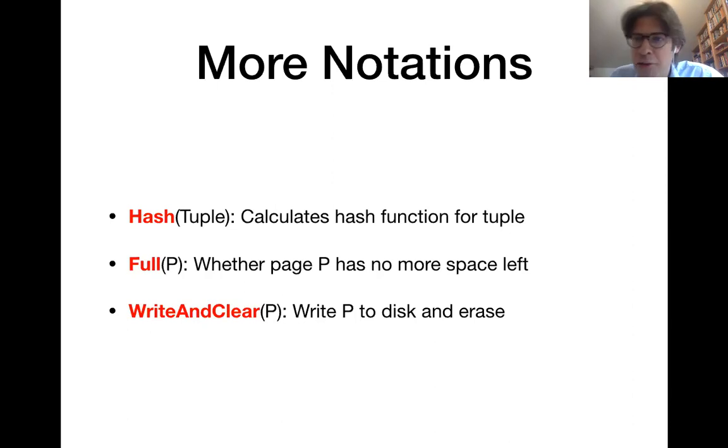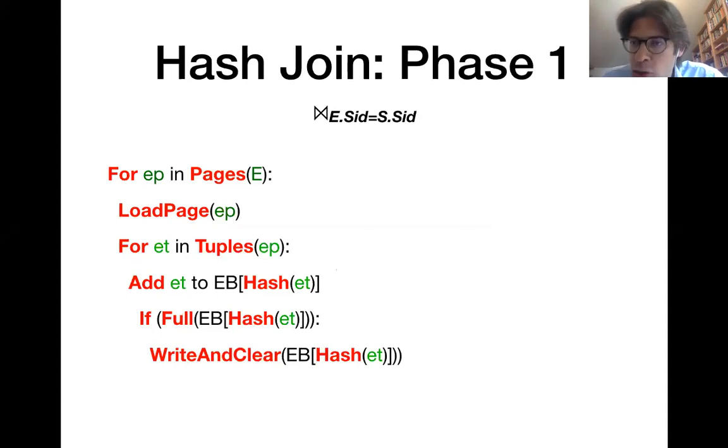All right, and with those notations and the ones that I introduced last time, this is the pseudocode for executing phase one in this example join between the enrollments and the students. And we want to find pairs of tuples where the student ID is the same. So here, first of all, we are going over the pages of the enrollment table, and we are partitioning those tuples using the hash function. So here we go over the pages of the enrollment relation E.